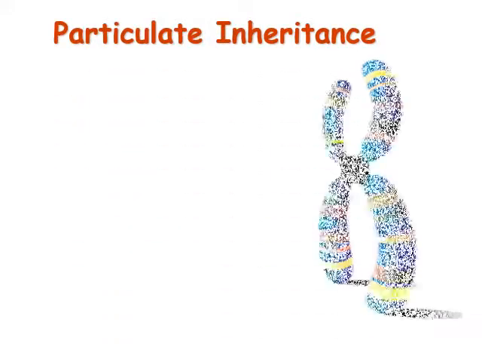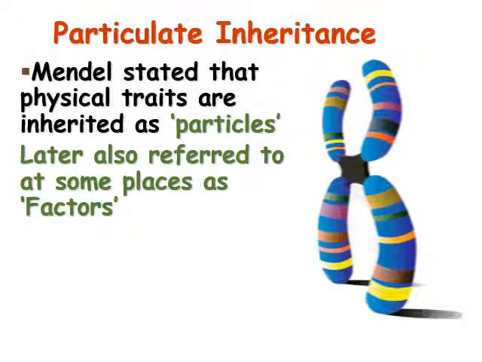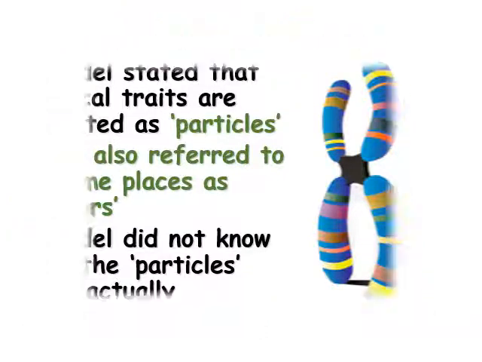Mendel was the first to talk about particulate inheritance. Knowingly or unknowingly, he stated that the physical traits are inherited as particles. Later on, these particles are also referred to as factors in many places. He did not know that the particles were actually chromosomes or DNA. It was the studies in science and technology in later years that confirmed that it was the chromosomes and DNA which bear the traits for a particular organ.